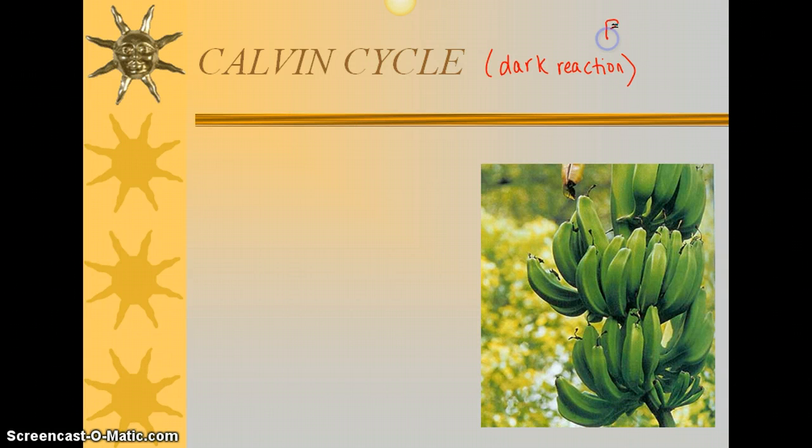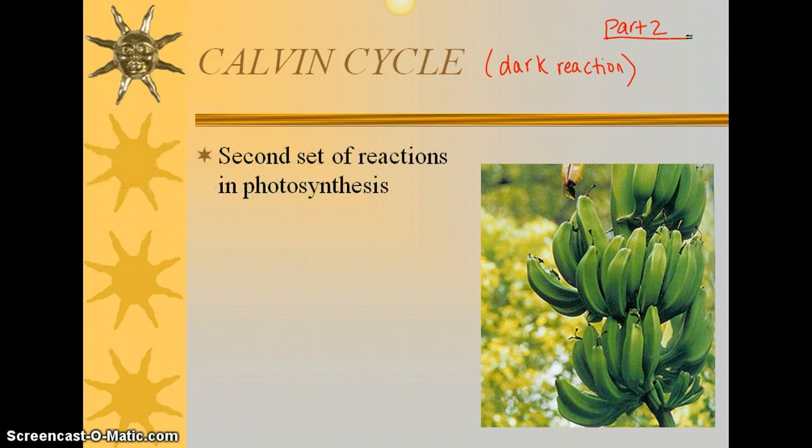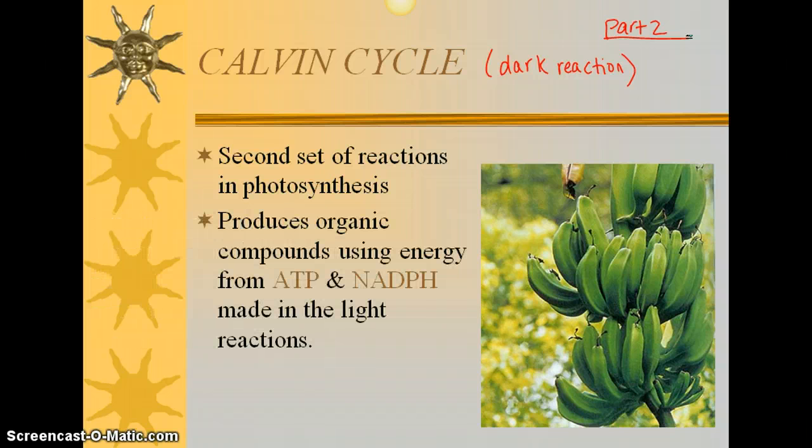Another thing that you might make a note of is that it's part 2 of photosynthesis. So this process uses things from the light reaction in order to work. So it produces organic compounds, and these organic compounds are sugars, using energy from ATP and NADPH, which came from the light reaction. So these 2 things were produced in the light reaction section. ATP is just energy, and NADPH is an energy carrier.